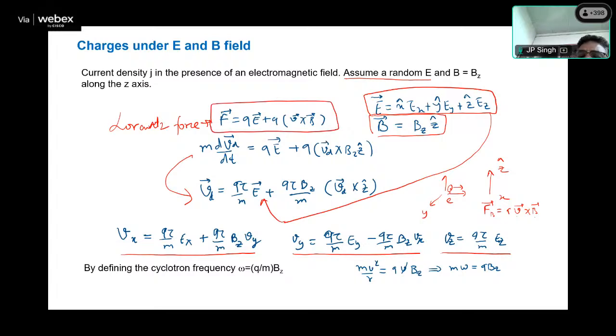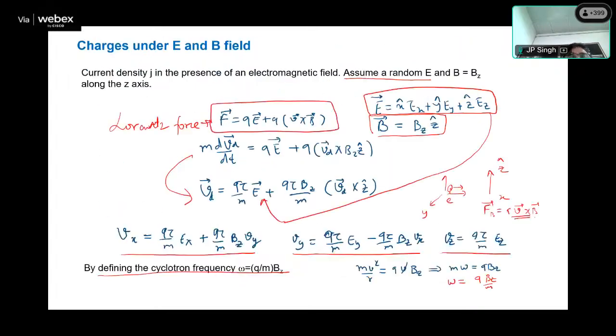So there will be a centripetal force which is mv square by r, and we can equate it with the magnetic force here. If you equate that, v by r is omega. So I can just write down the relation: omega will be simply qBz by m. This is known as the cyclotron frequency. This is just the definition I'm showing. So I can also write that omega, under the magnetic field where the charged particle is moving, is q by m Bz, which is well known.